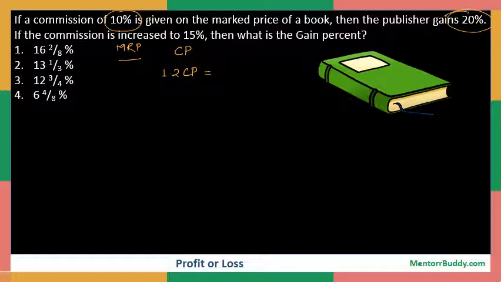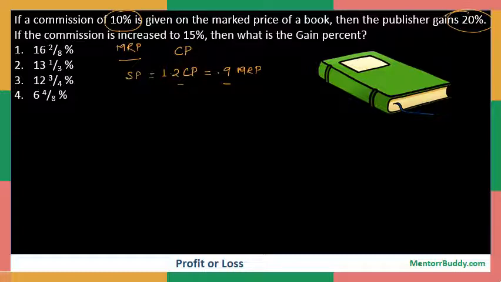Whereas it is given that a 10% discount or commission is given on the marked price. 10% less on the marked price makes it 0.9 of MRP. I hope you understand that both these terms are equal, because this is going to give you the selling price. As we all know, selling price is equal to profit plus cost price. Also it is given that after the 10% commission, the book is sold at 90% of the MRP. So both these values come out the same.